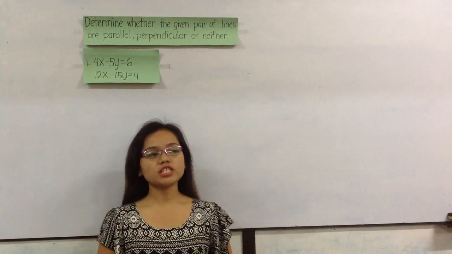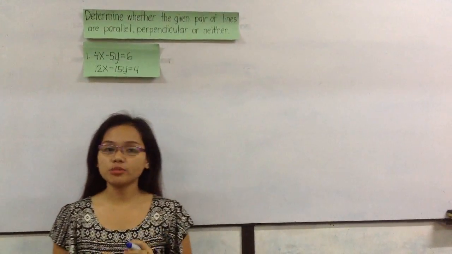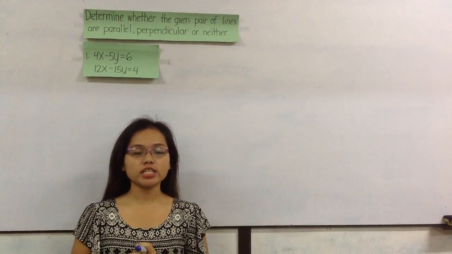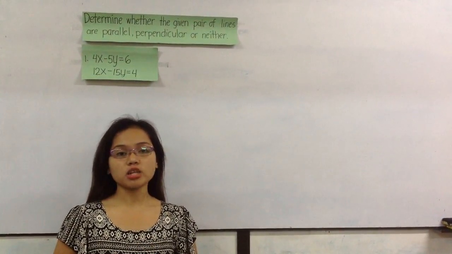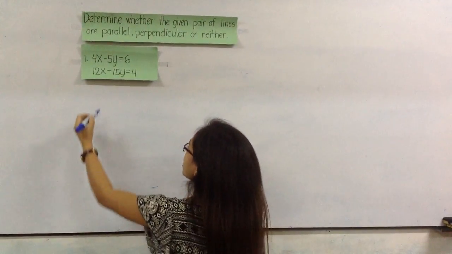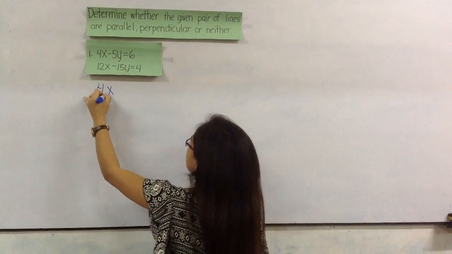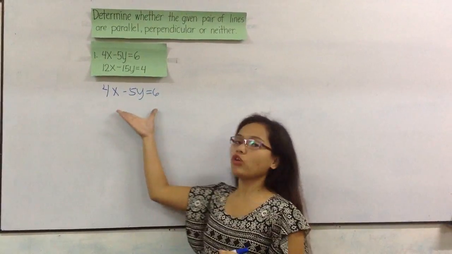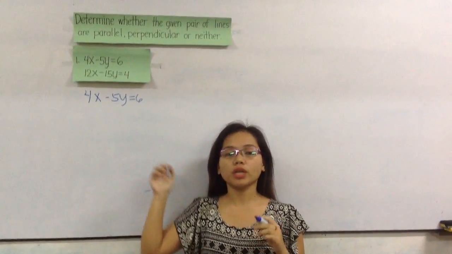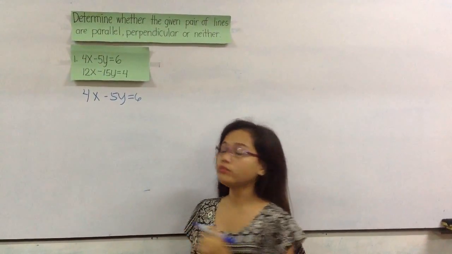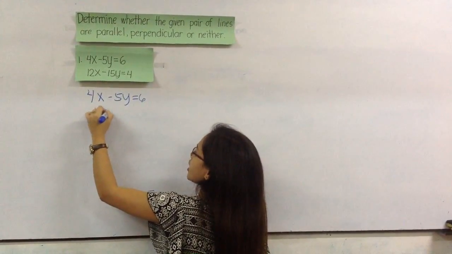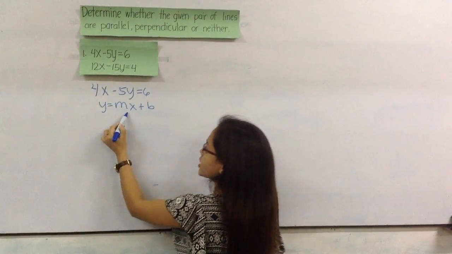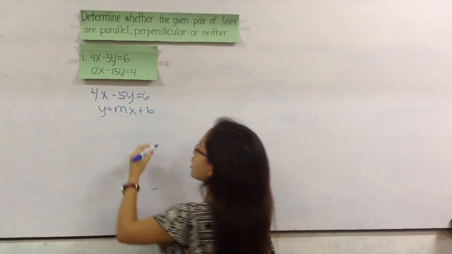Now, given these two pairs of lines, we can determine if these lines are parallel or perpendicular by finding their slopes. So now, let's first find the slope of the first equation. The first equation is 4x minus 5y equals 6. We will transform this equation into slope-intercept form, which is in the form of y equals mx plus b, where m is the slope.